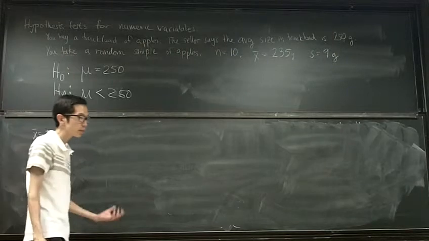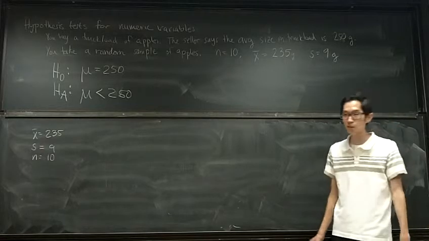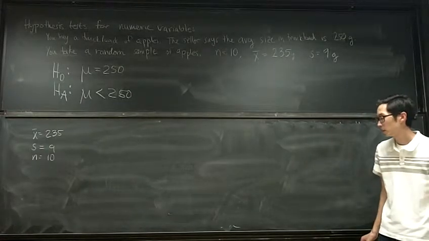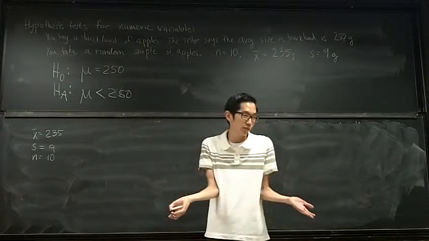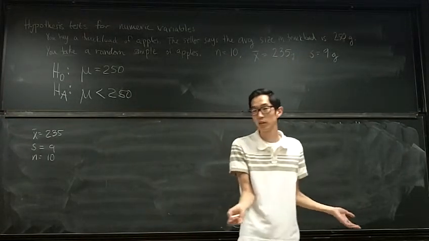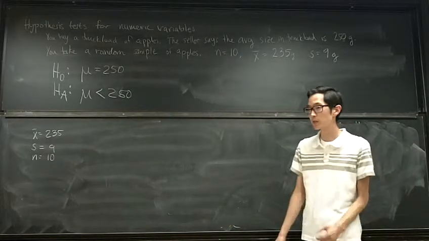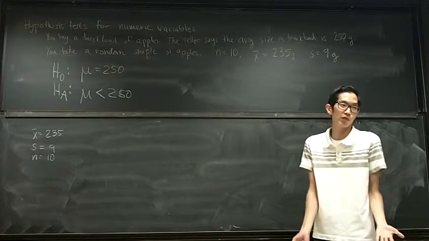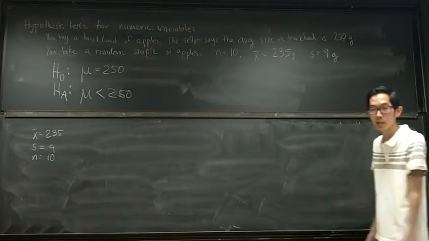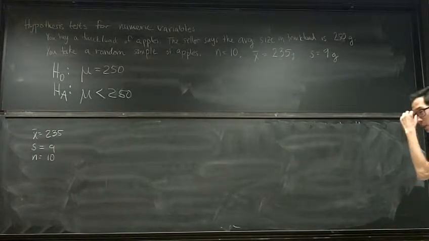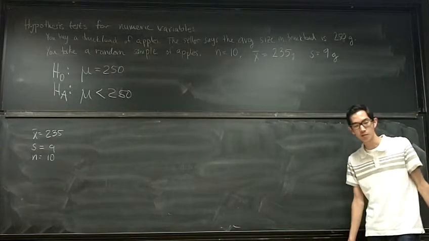So if we want to calculate the p-value, the p-value says if the null hypothesis were true, what is the probability that I take a sample of 10 apples and get an average of 235? That's what we want to know. If that probability is pretty high, then maybe I have to give the benefit of the doubt to the salesman. If the probability is low, I'm going to say I don't want to buy these apples.